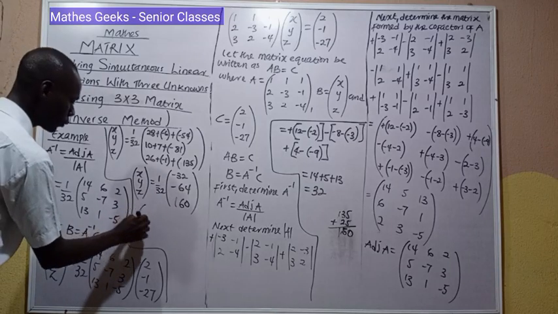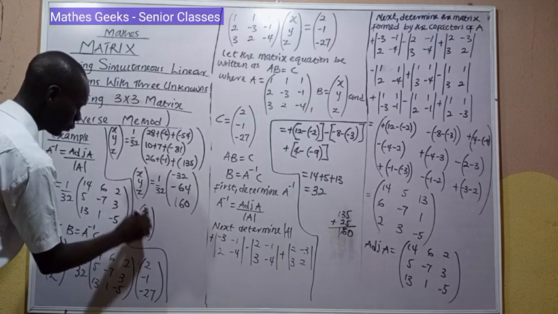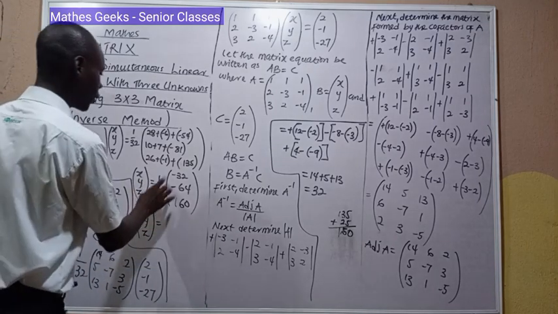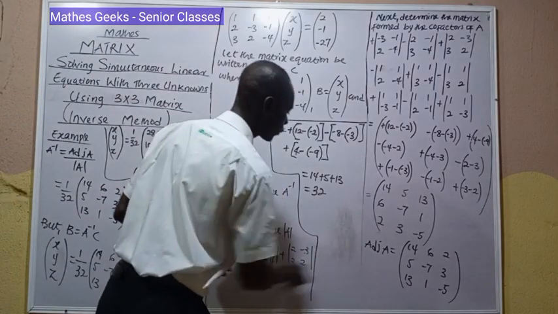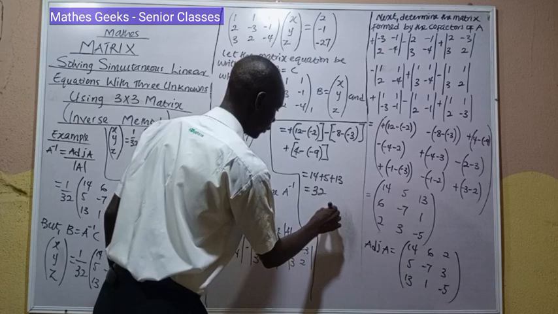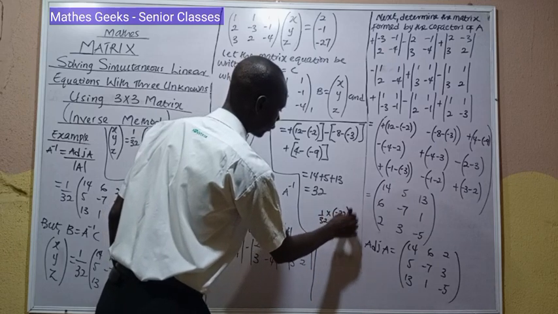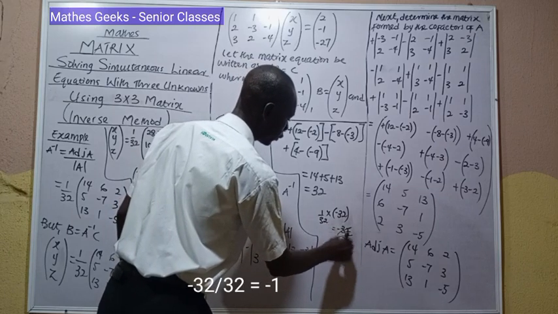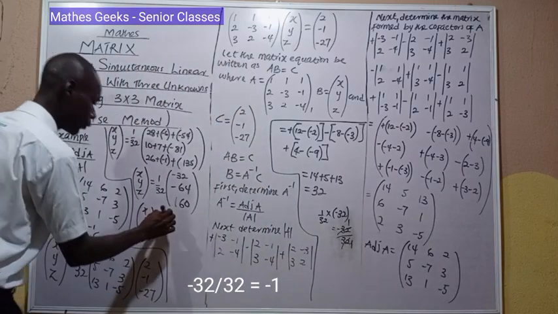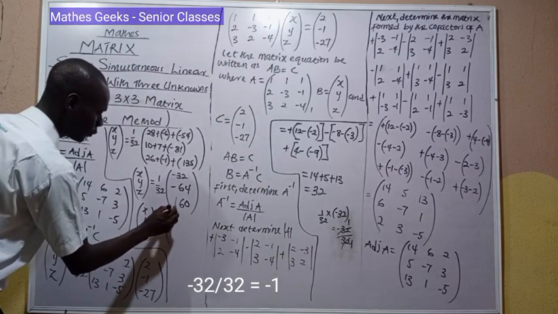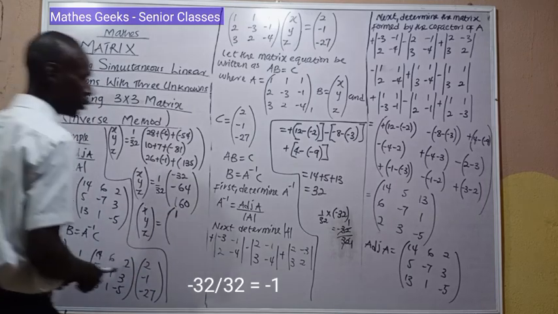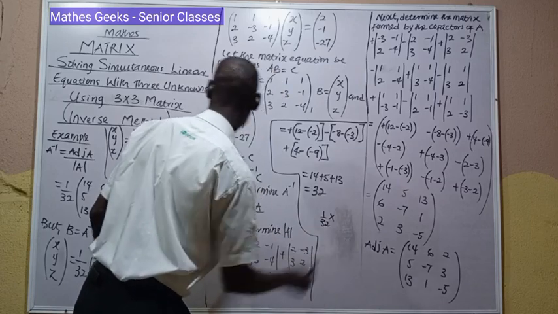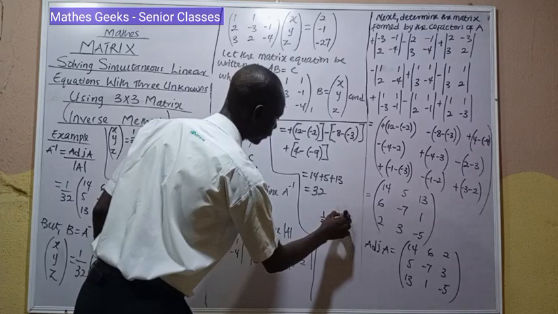So x, y, z equals minus 32. 1 over 32 times minus 32. So 1 times minus 32 is equal to minus 32 over 32. 1 divided by 1 is 1. This means it's 1. And 1 over 32 times minus 64.